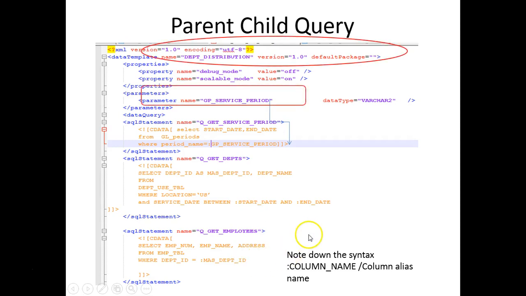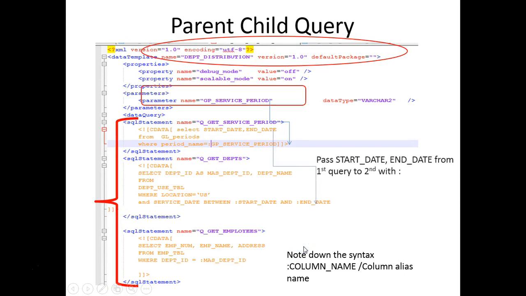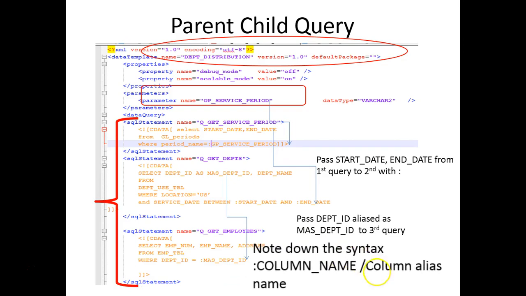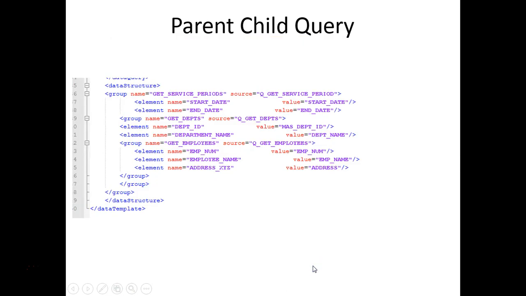You can see here I have a parameter, and you can see the SQL statements. The syntax would be column name or column alias name. Then within the data structure, you can align your data structure to meet your requirement.